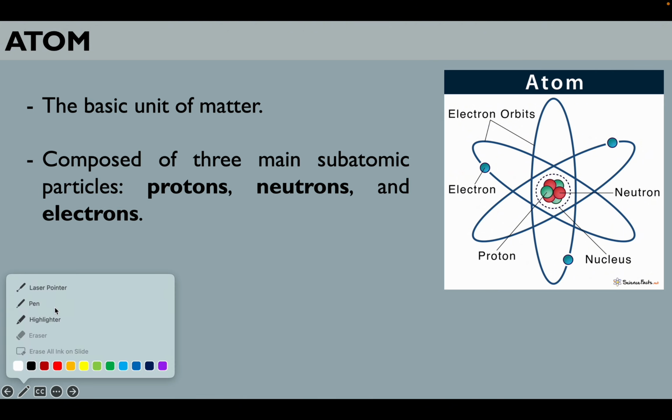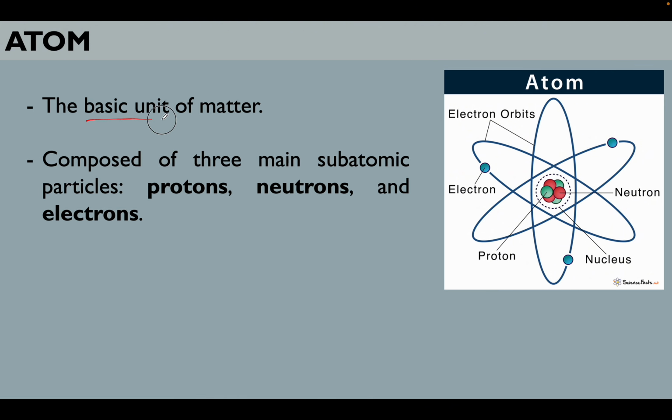It is the basic unit of matter, and it is composed of three main subatomic particles. We call them the protons, the neutrons, and also the electrons. We will be discussing each of these main subatomic particles later. So that is the composition of our atom.